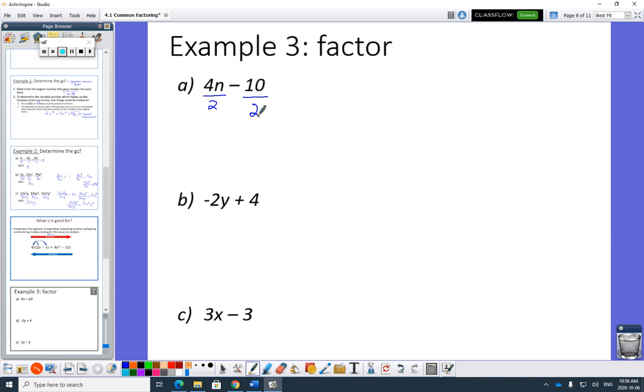So when you factor, you're trying to write it as a product. So this time you take the greatest common factor, 2, and then in brackets we write what's left over. What's 4n divided by 2? 2n. What's negative 10 divided by 2? Negative 5.